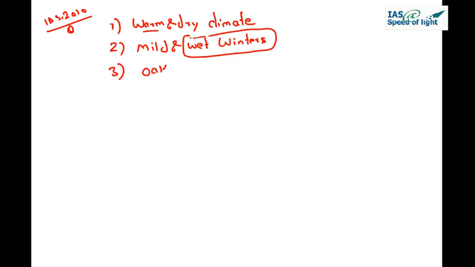Third one is oak trees. So it is going to define which region with wet winters. It has to be Mediterranean climate. So that was the answer. That was the option 1. So again a straightforward question. Let's go ahead and see another question which was asked in the same year 2010.